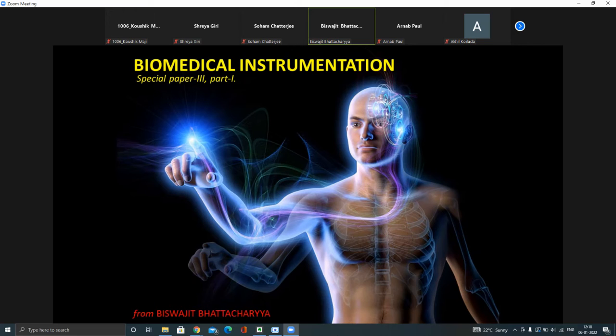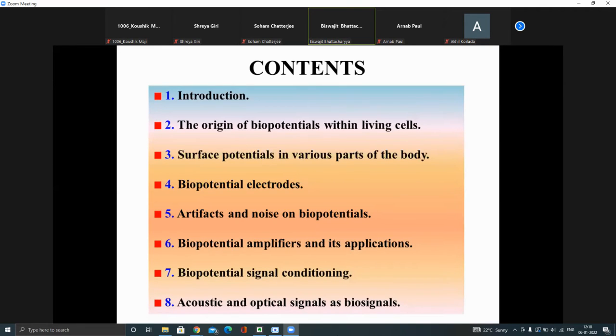Now, this is about chapter 1. You see the biomedical instrumentation. Let's see what we actually want to do. These are organized into various chapters. One is the introduction. We'll see a part where some basic aspects will be discussed. Next one will be the origin of biopotentials. Means in our body various voltages are generated within the cells and outside the cell, in between the cells also. So how the voltages are generated, the basic principles we'll see.